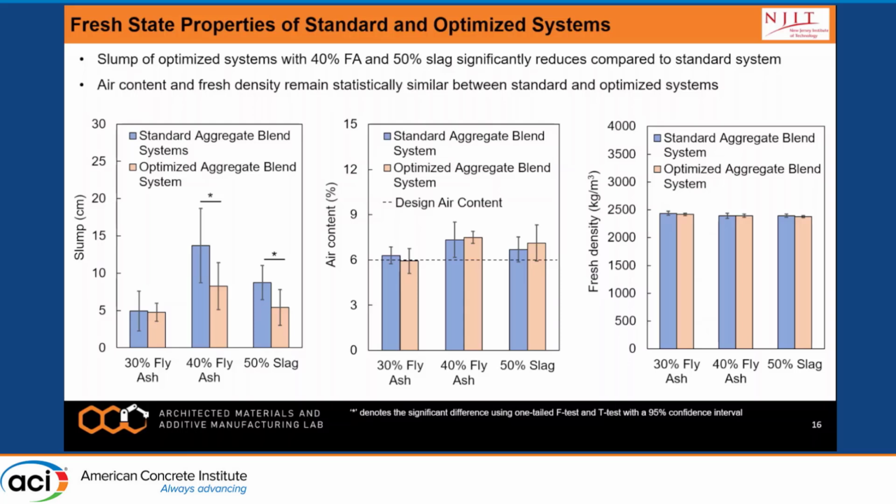For air content, there was no statistical difference between the standard and the optimized aggregate systems, and the same thing with the fresh density, which was around 2450 kilograms per meter cubed for most of the samples.